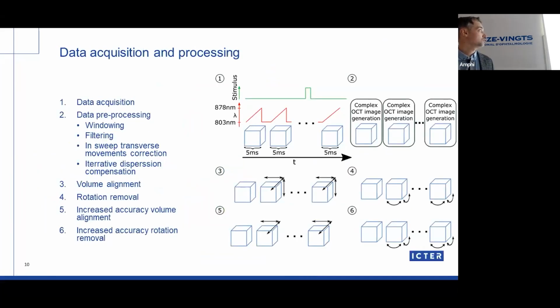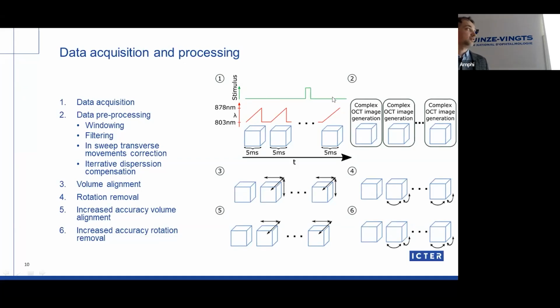And to process our interferograms, we use the following scheme. First we have to acquire data. So we acquire a volume within 5 milliseconds. And when this volume is acquired, we swap the laser in this spectral range, and we continue that volume after volume. While doing that, we stimulate the retina with a single pulse or multiple pulses, depending on the experiment.